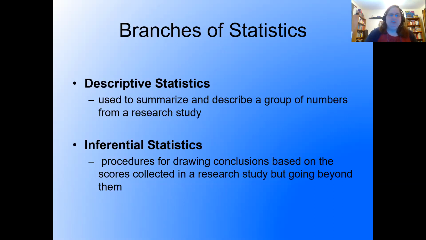Inferential statistics is kind of what we've been talking about. It's the procedure for drawing conclusions based on the scores collected in a research study, but going beyond them. In other words, inferential statistics is this idea that we collect a sample and then compute some statistics on that sample and then draw conclusions about the population. Okay, that's the big difference there. In inferential statistics, we're collecting a sample and drawing conclusions about the population.